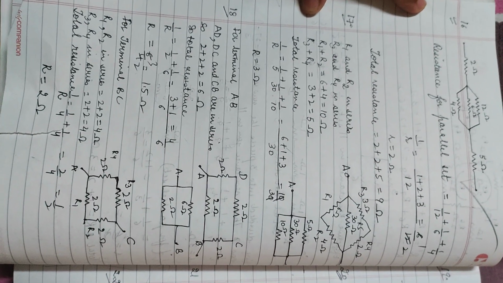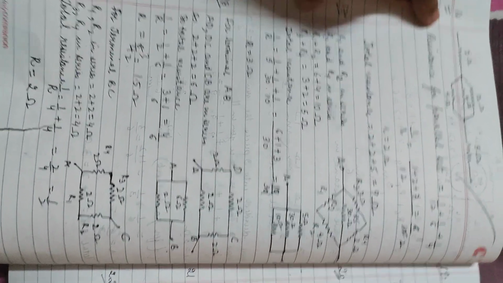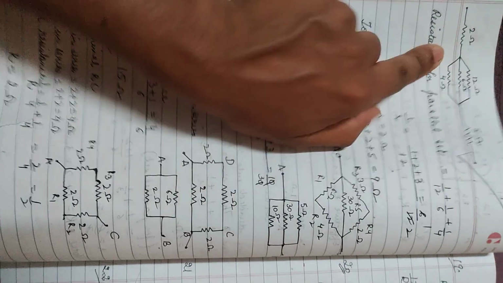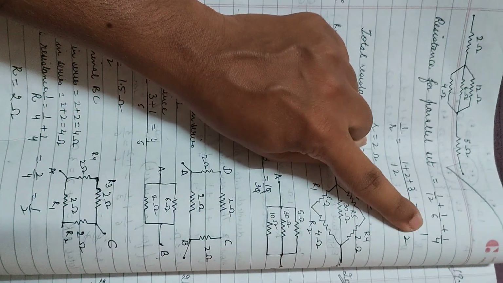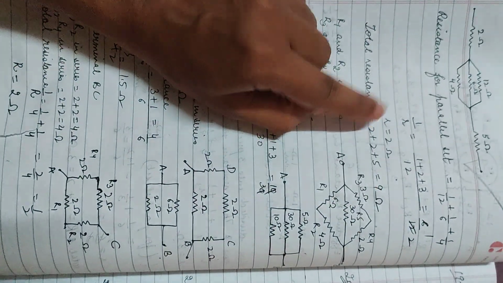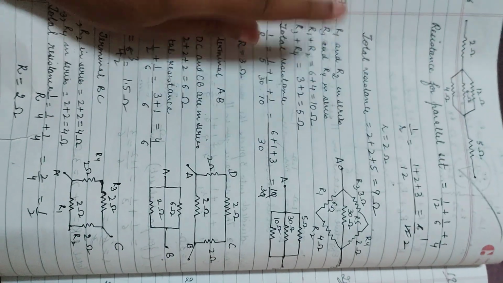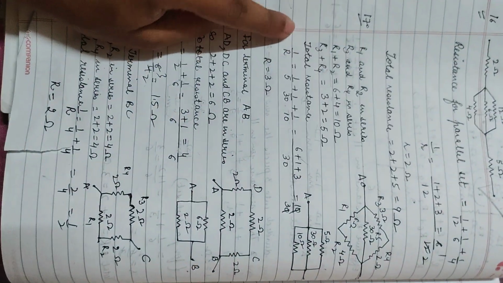Here again these resistances are given to us. First of all, we will solve this parallel circuit, that is 1/12 plus 1/6 plus 1/4. You get the value of R. Then these three will become a series circuit. You add it, you will get the answer.